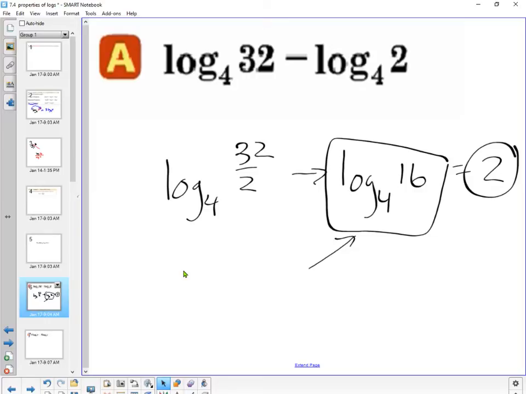You need something, Paige? What's the exponent on 4 that gives me 16? Because remember, that's all we're asking for, right? When we see log, it's asking for an exponent. So the question is, what's the exponent on 4 that gives me 16?